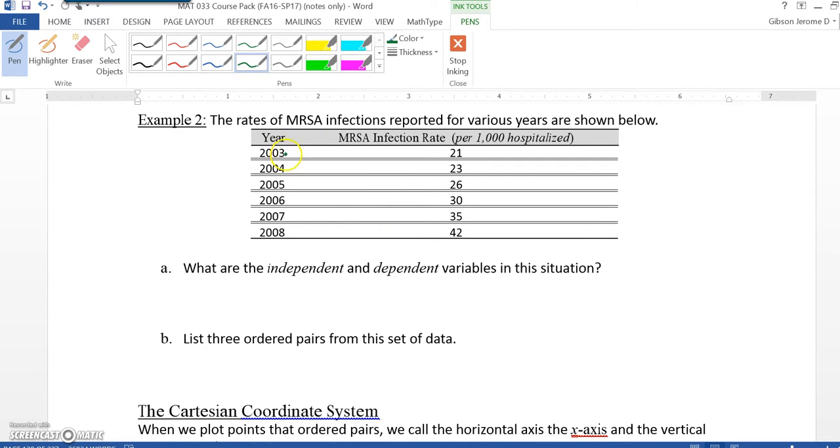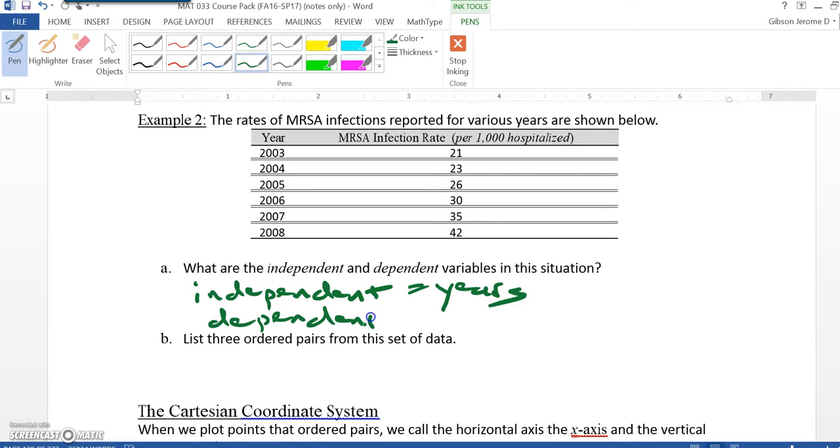So now we start example 2. The rates of MRSA infections reported for various years are shown below. Now, we're asked with A, what are the independent and dependent variables in this situation? Okay, now the independent is actually the years. And the dependent is the MRSA.